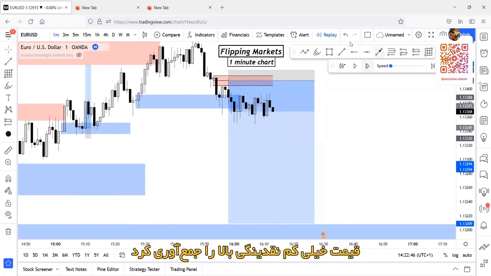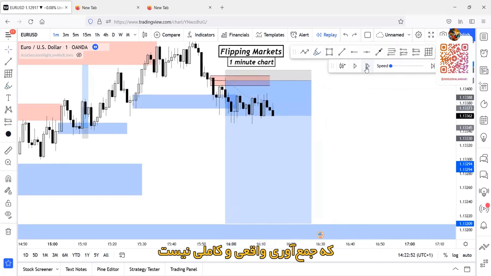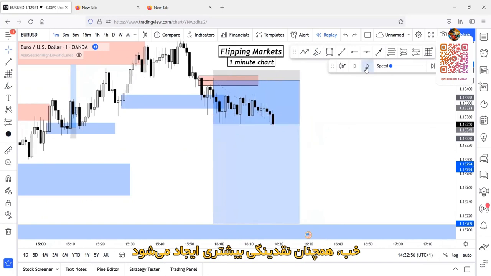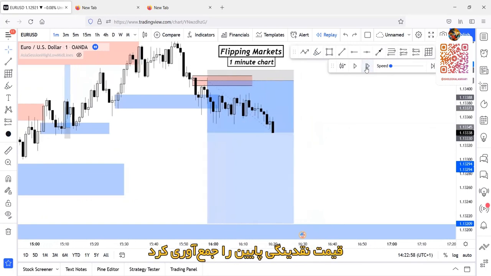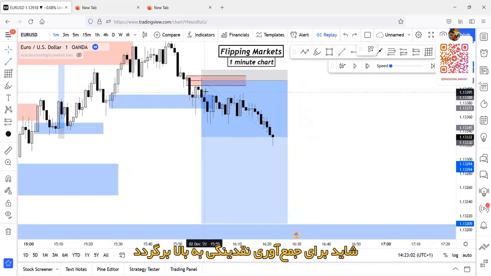Okay, price just barely fed that liquidity. That isn't a real sweep. Okay, more liquidity, more liquidity, more liquidity. Price fed the downside liquidity. Maybe it will come up for the upside liquidity here. Let me just mark it.